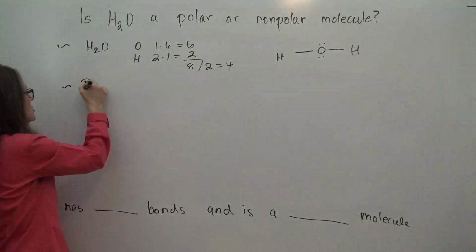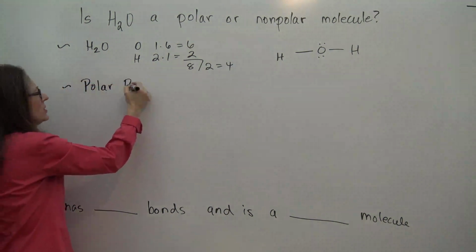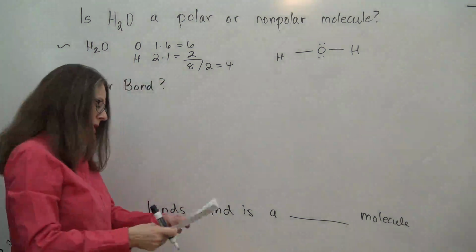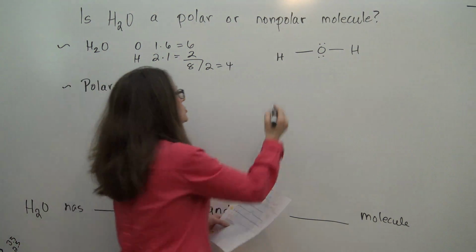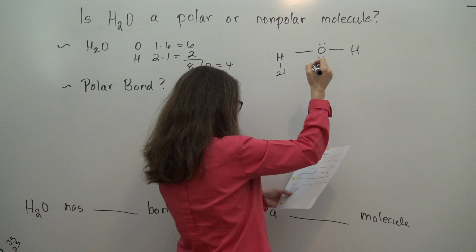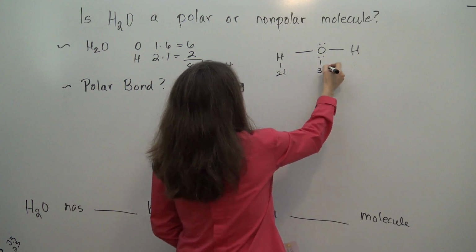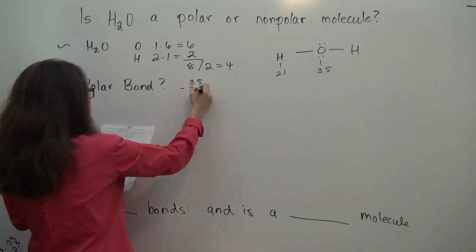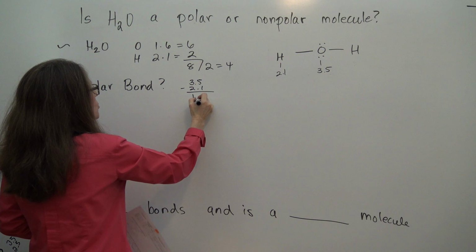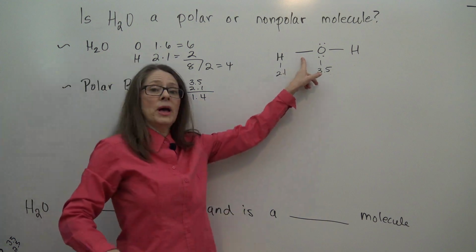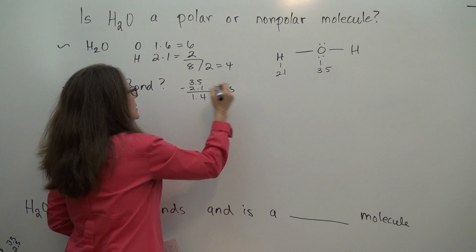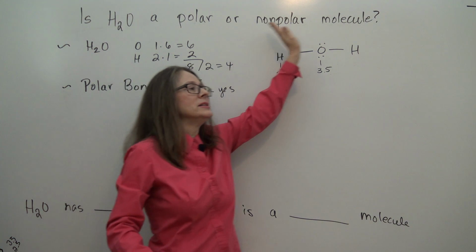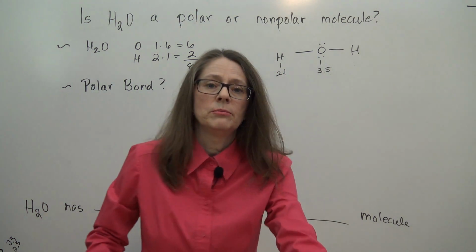The next thing I need to do is ask myself, do I have at least one polar bond? I'm going to do that by looking at the difference in electronegativities. Hydrogen is 2.1, oxygen is 3.5. So I'm going to subtract 3.5 minus 2.1, and that gives me 1.4. Is that bond polar? Yes. I have to keep going. If that's no, the entire molecule is nonpolar.